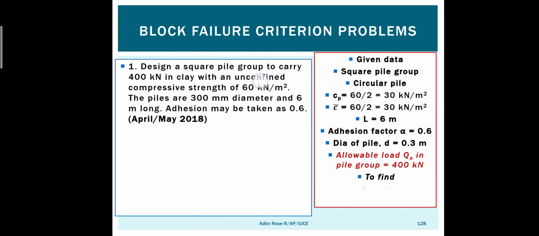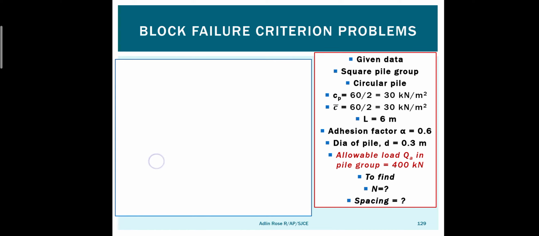So now you have to find the square pile group. We do not know how many piles are present, so we have to find the number of piles. Second, at what spacing they are placed in the pile group. We need these two data to design the pile group. So we will solve it.